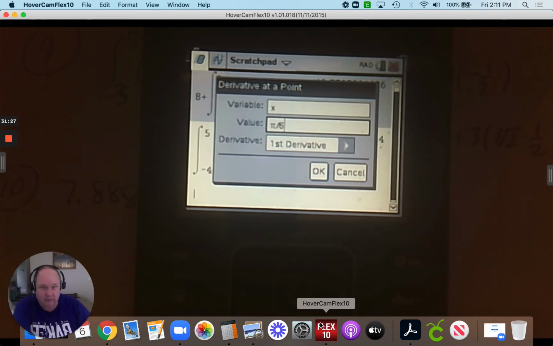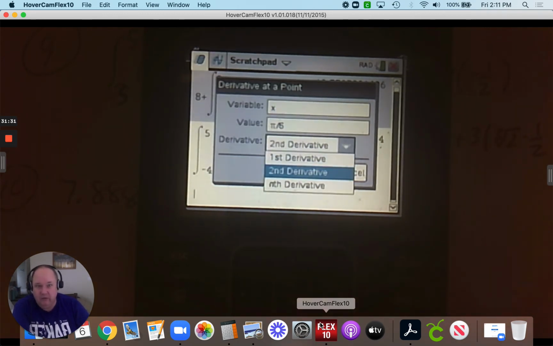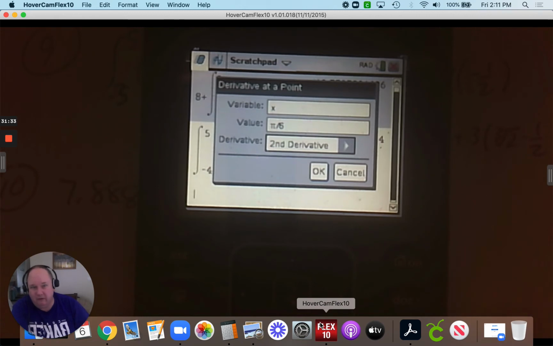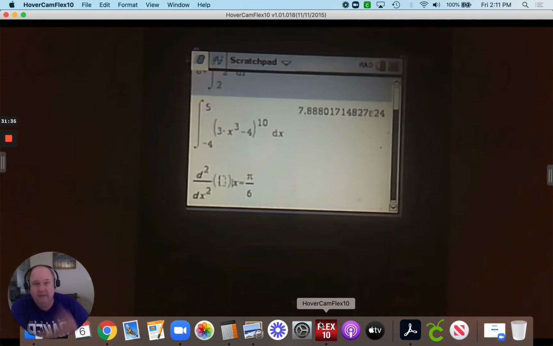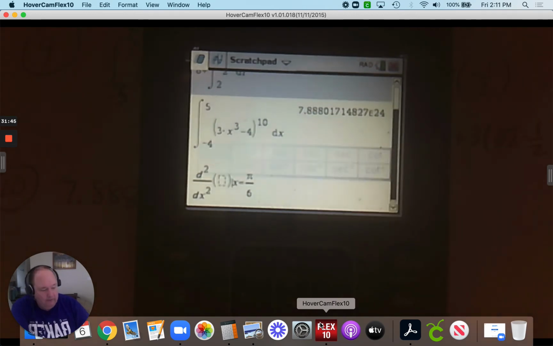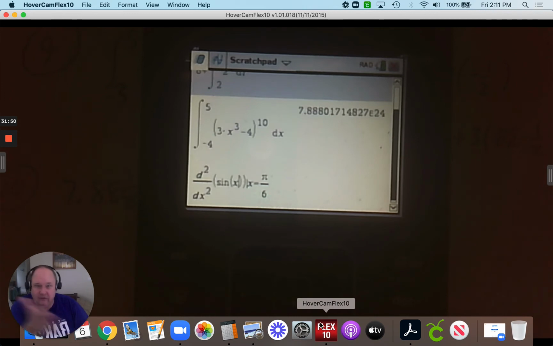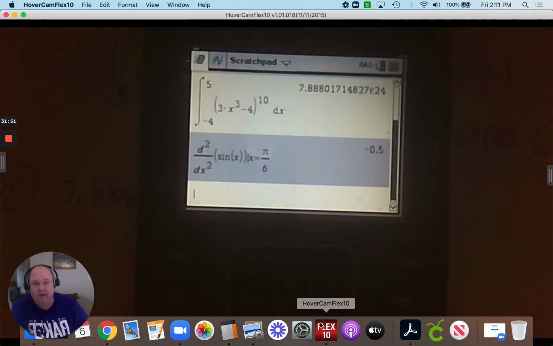So there's the number. Now it's the second derivative. So go to the second derivative and then press enter. And press OK again. So that's what it looks like. And then inside the parentheses you would type in sine x. So press the trig button. Trig is right beside the number 7. Make sure you put the variable in there. So there's sine x. It's all set up for you. Control enter, super simple, and the answer is negative 0.5.